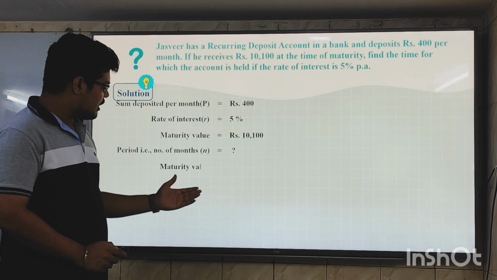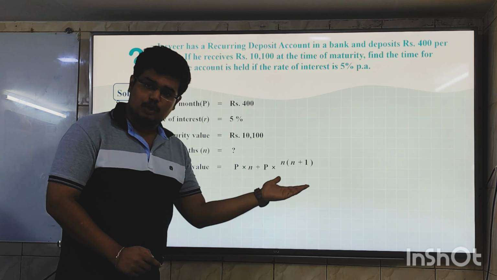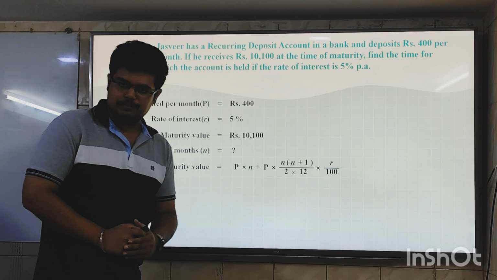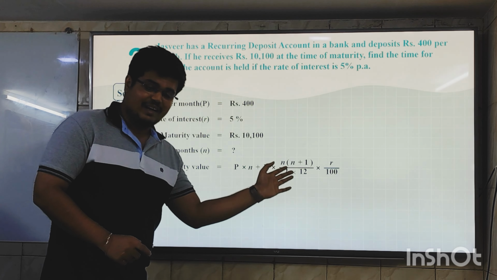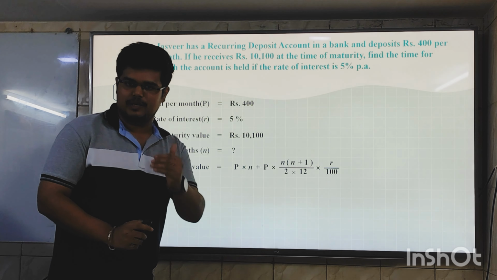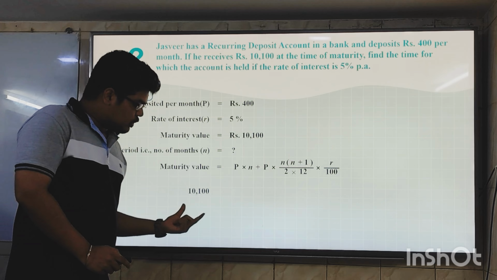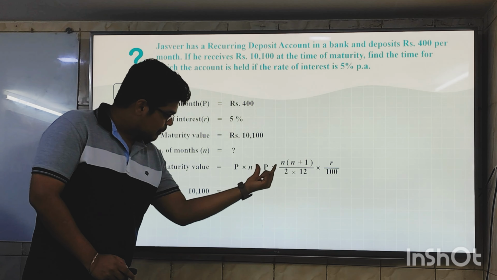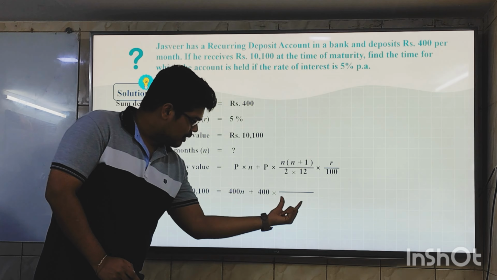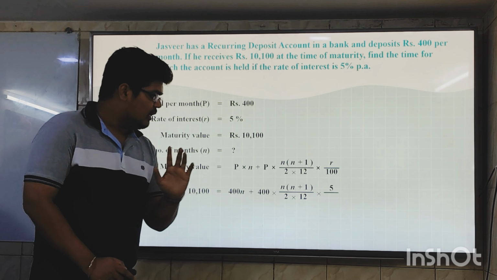So the formula for maturity value is equal to P into n plus P into n(n+1)/2 into 1/12 into R/100. So we will be using this formula. We'll substitute everything that we have, and time period n is missing, so we'll find time period n. The maturity value is 10,100. So on the left we start with 10,100 equal to P into n. P is 400, so 400n plus P which is 400, this is n into (n+1)/2 into 1/12 into R, which here is 5/100.